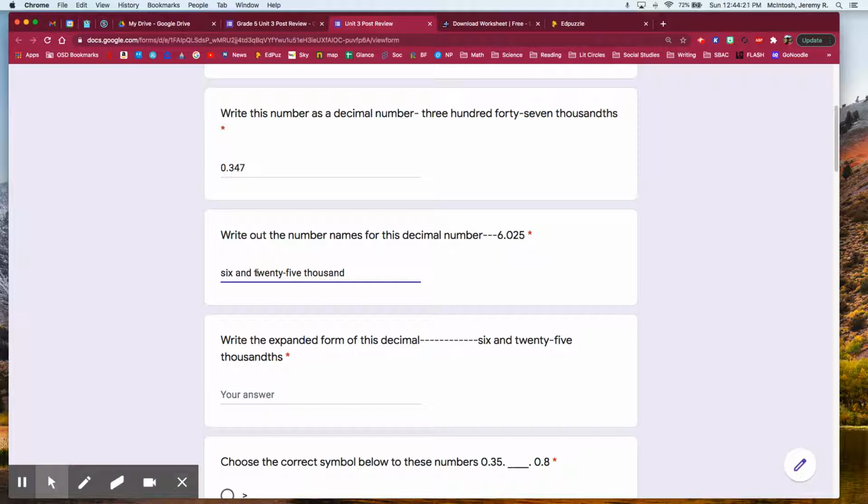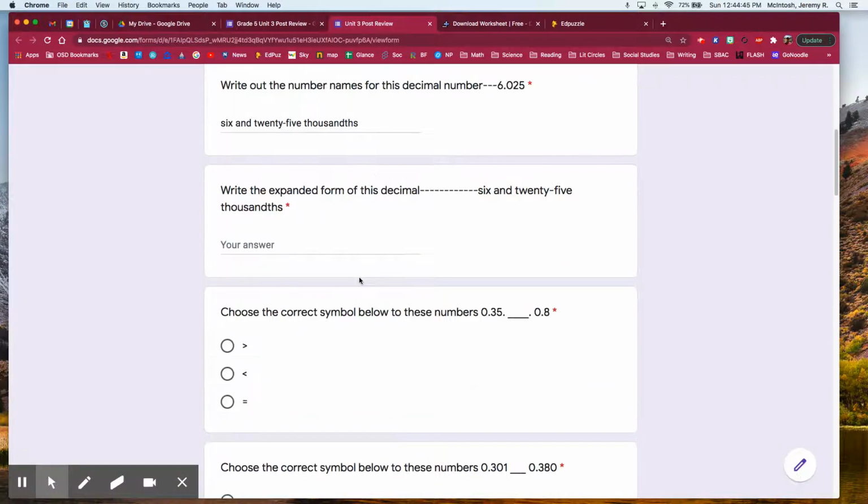So remember when we write any hundredths or tenths, hundredths, thousandths, ten-thousandths, you just write out the whole number first, thousand, and then put a THS on the end. That's that sound. 6 and 25 thousandths. There's nothing in the tenths place, so we don't even need to worry about it. We just say the 25, okay? And then it ends up in the thousandths place.